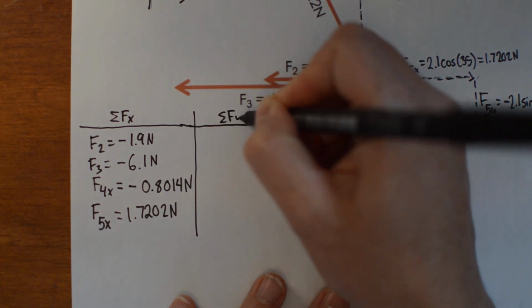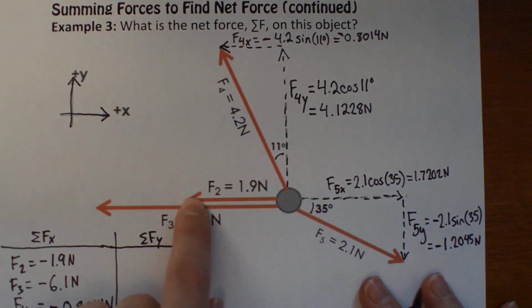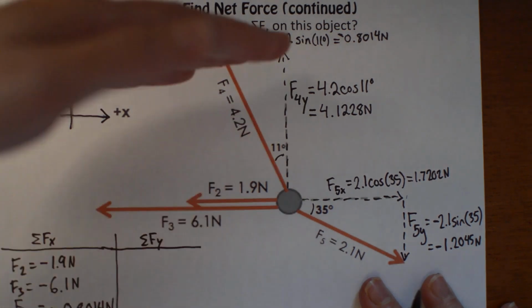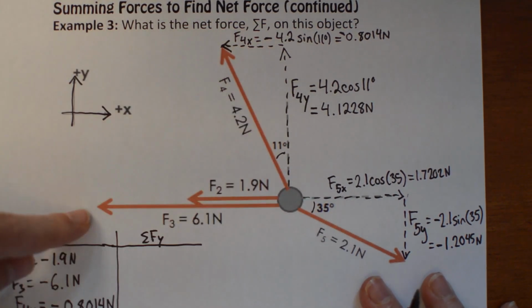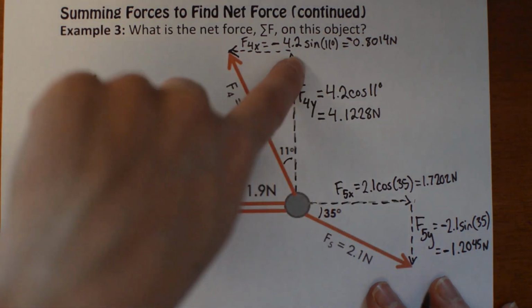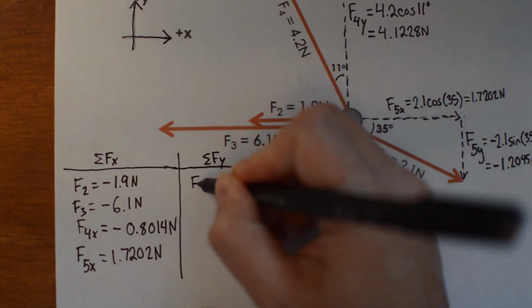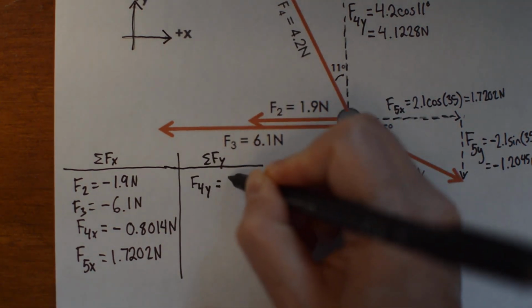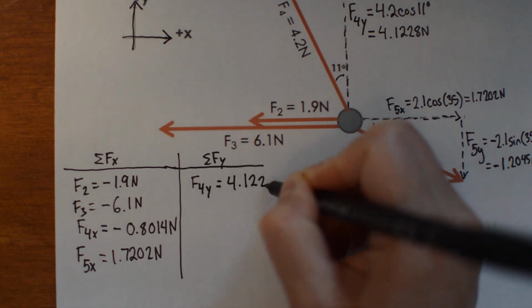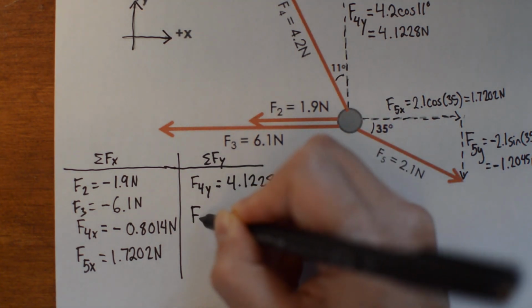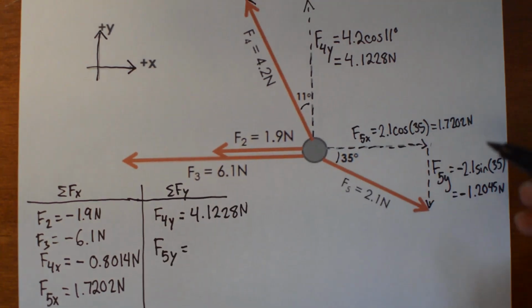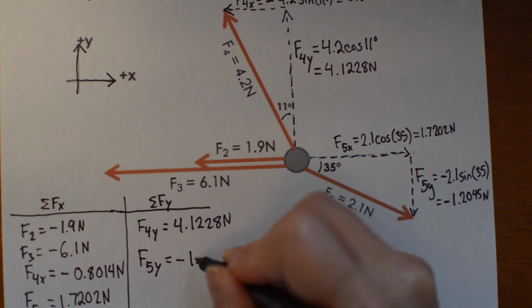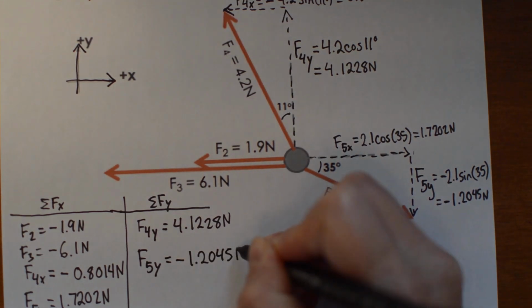Next, some of the forces in y. So look at all the y direction stuff. F2 has no y component, nothing pulling you up and down there, right? It's just horizontal. Same idea with F3. But F4 has a y component, so F4 in the y direction is positive 4.1228. And F5 has a y component, and that one's down, so it's negative 1.2045 newtons.